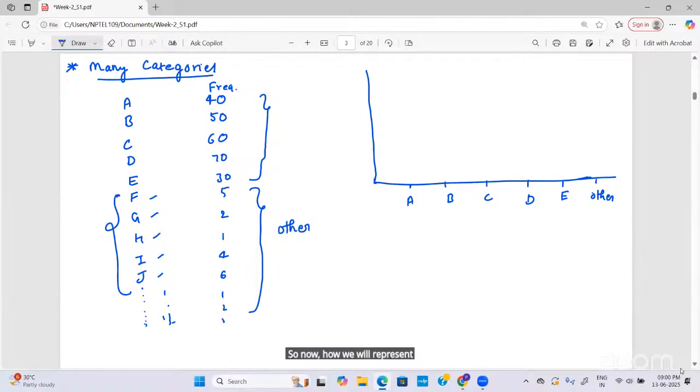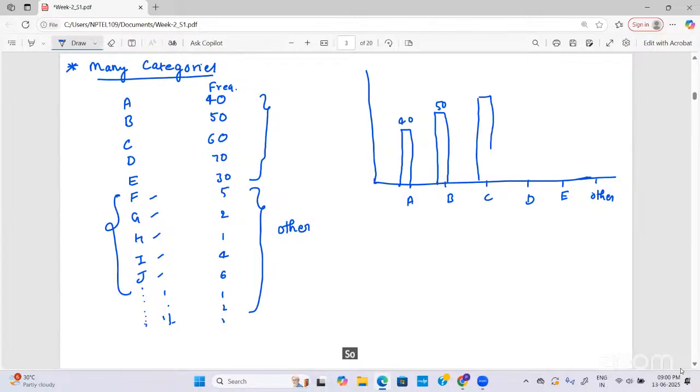Now, how will we represent it? A is 40, so suppose this is your 40. Then B is 50, so suppose this is 50. Then C is 60, so this is 60. Then D is 70, so this is 70. And then E is 30, so this is E, 30.